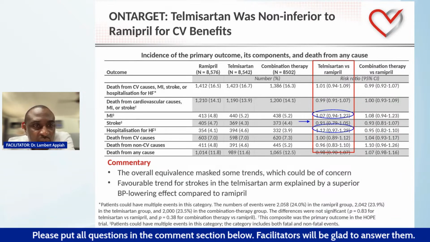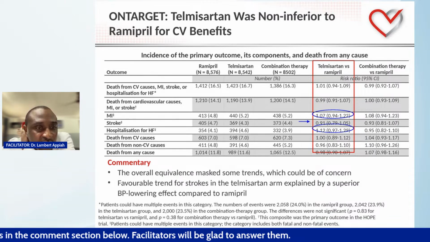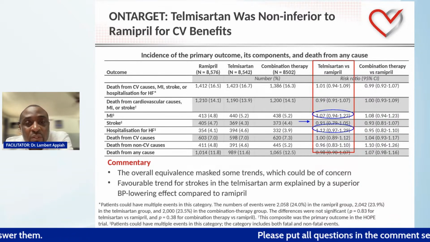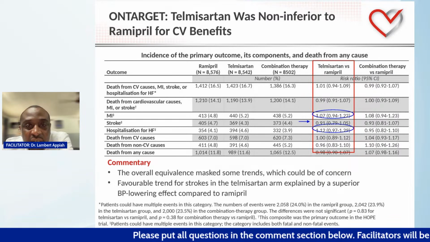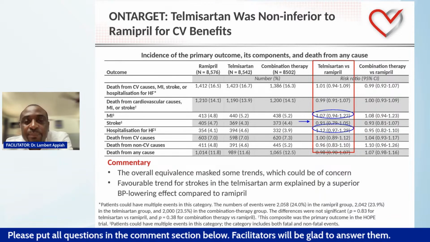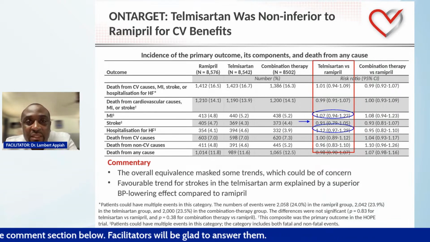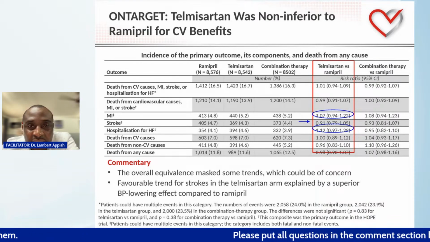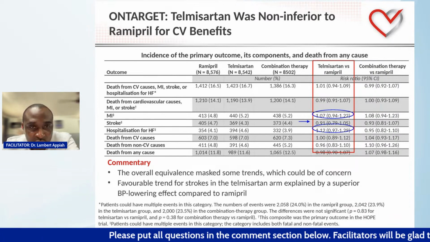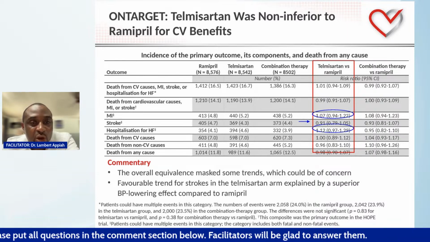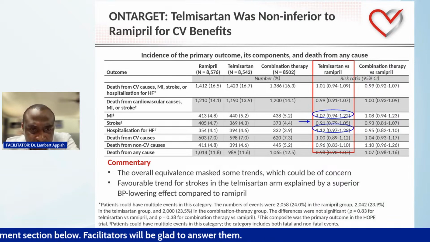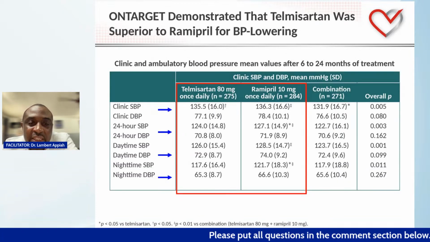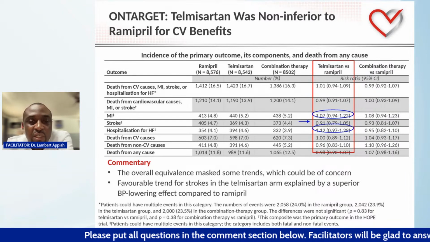So the commentary is that the overall equivalence marks some trends which could be of concern. Favorable trends for stroke in the telmisartan arm, explained by superior BP lowering effect compared to ramipril. If you look here, almost all the confidence intervals are crossing one, which makes them non-significant statistically if you compare telmisartan with ramipril. But it is said that in stroke specifically, there was some trend or signal towards benefit in favor of telmisartan. And I think the postulation here is that because of this 3.7 BP drop that telmisartan achieved, that may be the reason why there was some signal in favor of stroke.